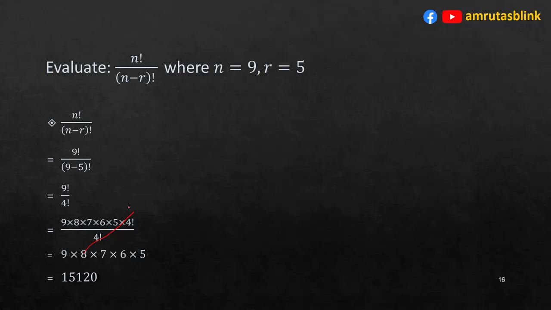So value of the expression n factorial upon n minus r factorial at n is equal to 9 and r is equal to 5 is 15,120.